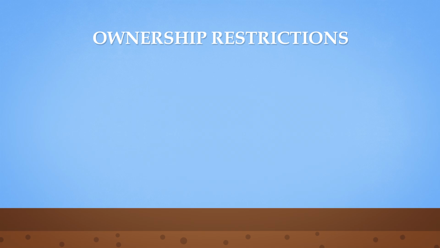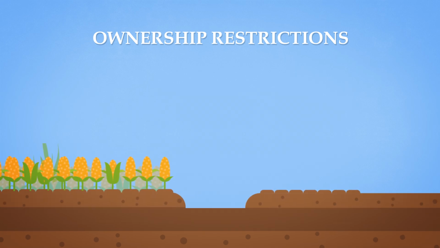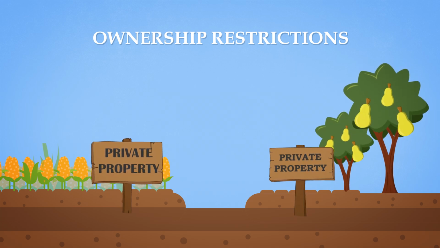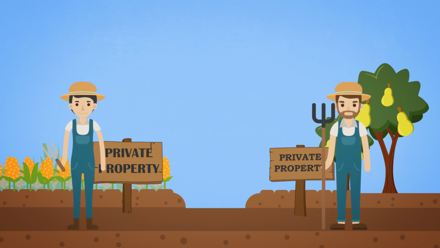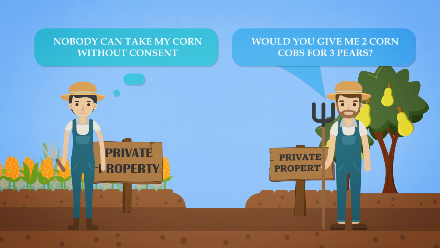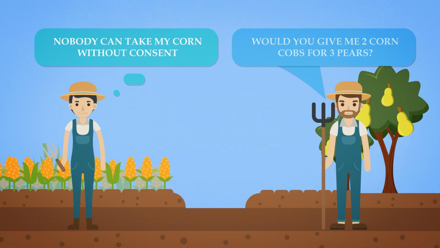Ownership restrictions. From the fact that ownership implies control over resources and the ability to exclude others from their use, it follows that there are ownership constraints in a system of private property. The owner can control his own resources, but he can't freely control all the resources. If he wants to use the resources of another owner, he must obtain permission from him, usually offering something in return.